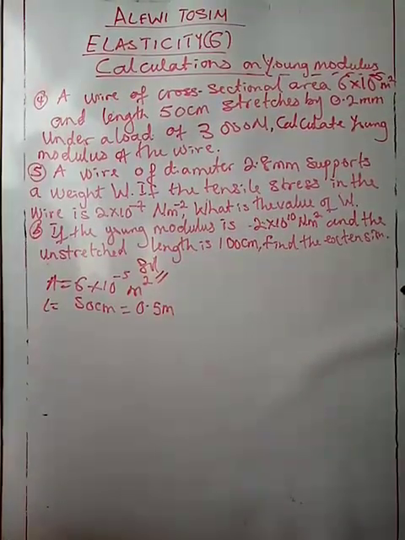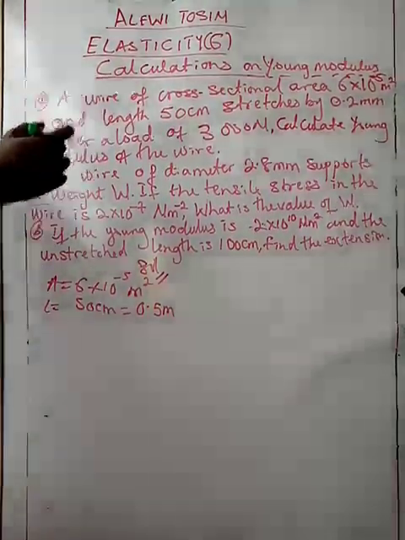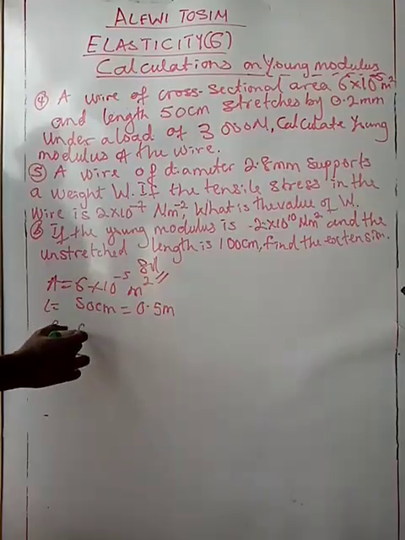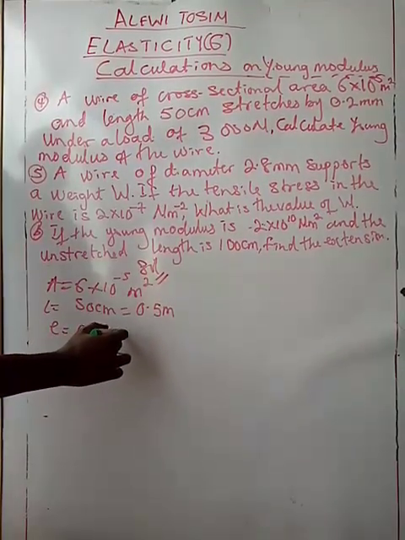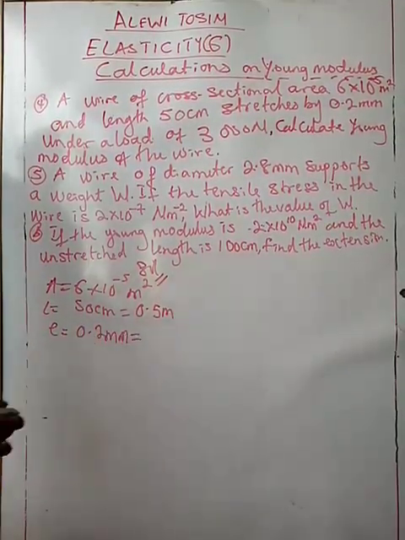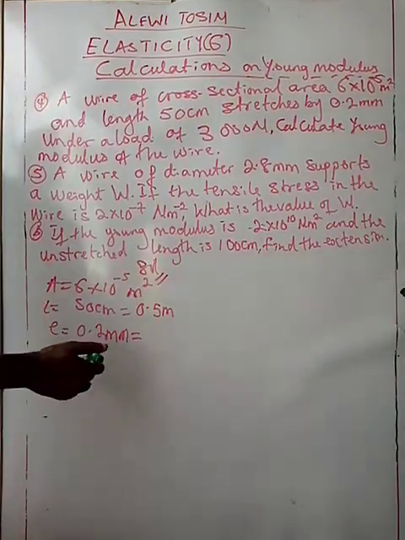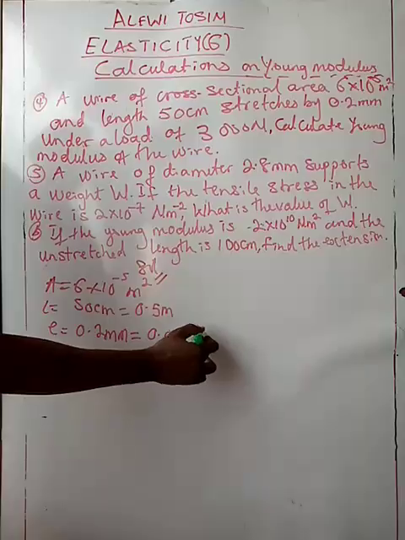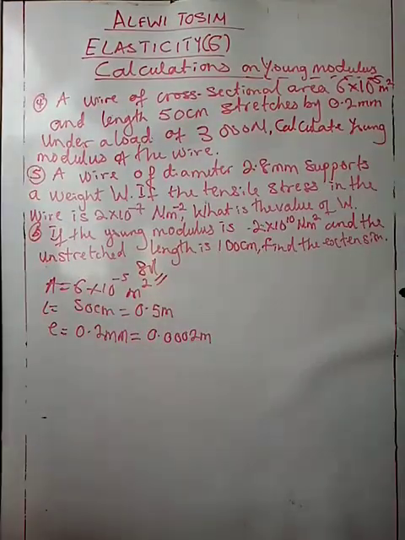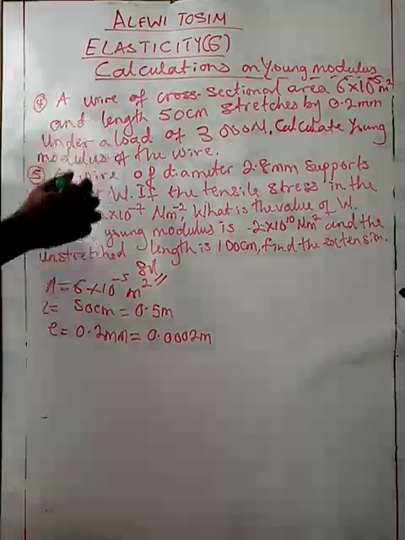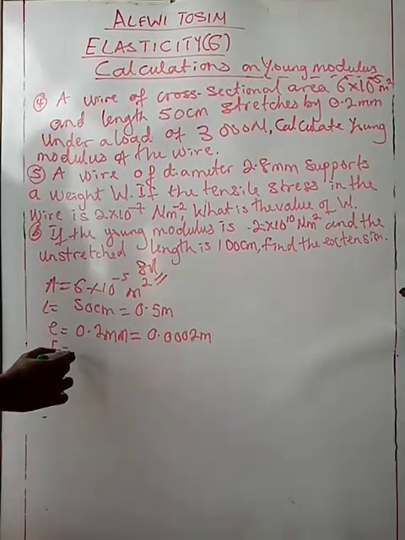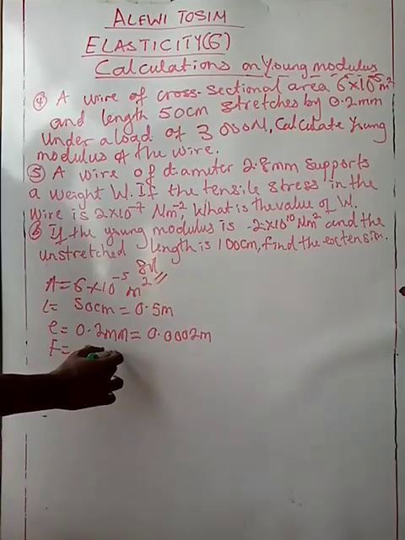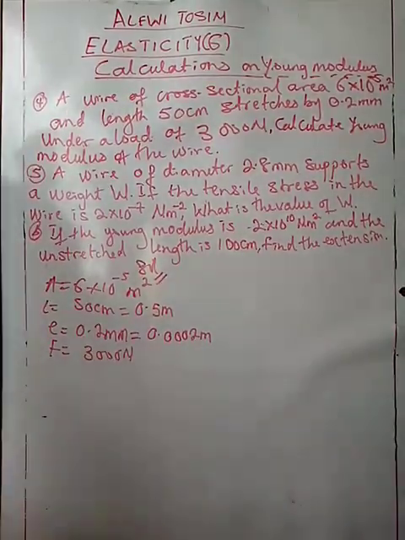Stretches by 0.2 millimeter. That is our extension. Converting millimeter to meters, it will be divided by 1000. That will be 0.0002 meters. Now, under a load of 3000 Newton, that is our F is 3000 Newton.